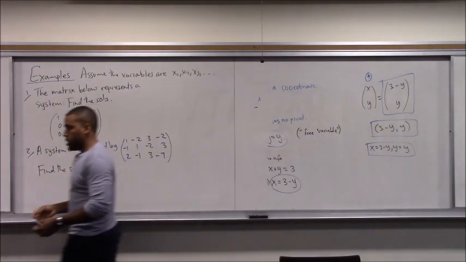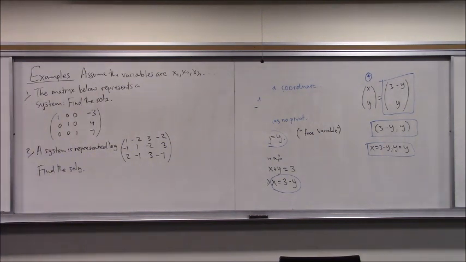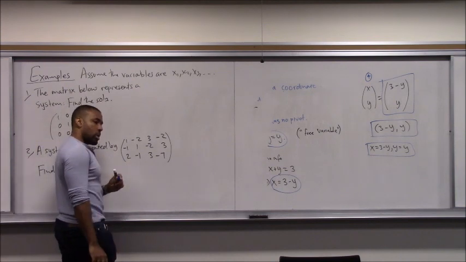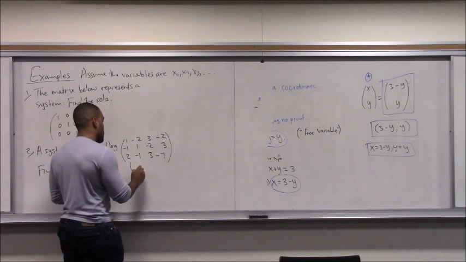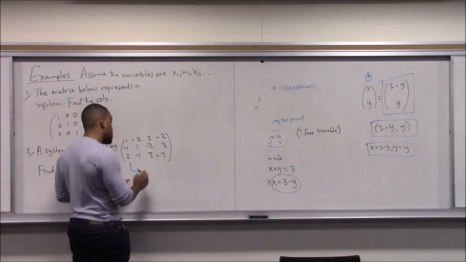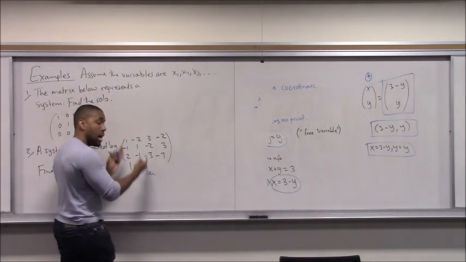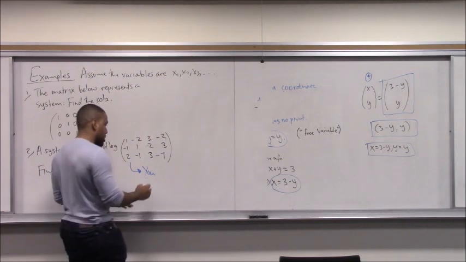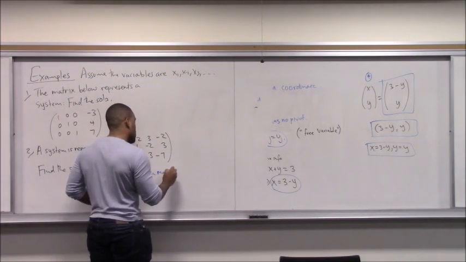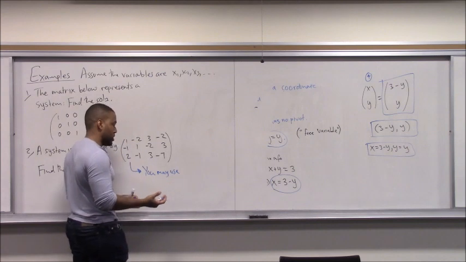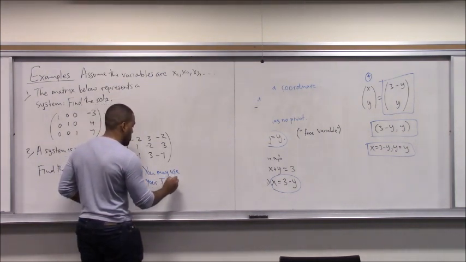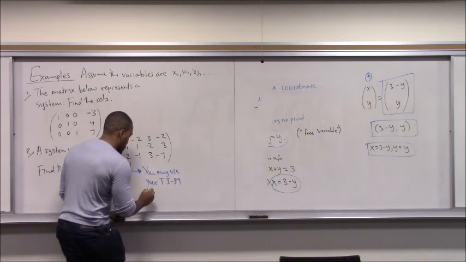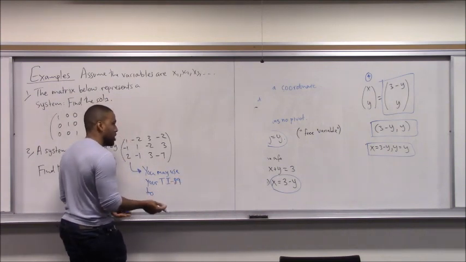Now, whenever you're given a matrix and you want to find the solution, of course the strategy is to find the reduced echelon form of the matrix. This is a little bit more complicated than you'd be required to do on the exam, so let's just take this opportunity to practice this on our calculators. You may use your TI-89 for this. I'll do it by hand on the board, but when you're doing it, you may use your TI-89. Make sure you actually know how to do it on your calculator.